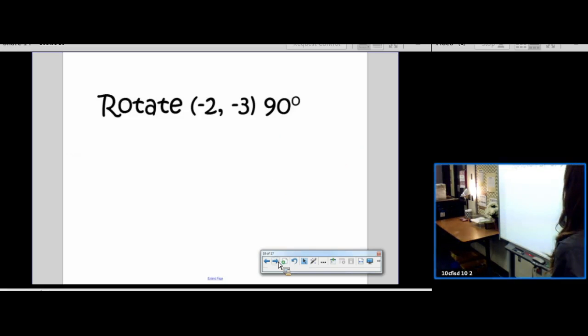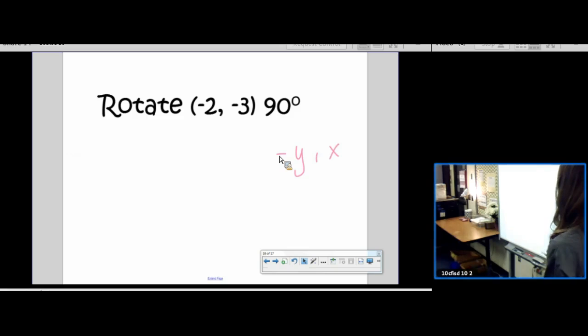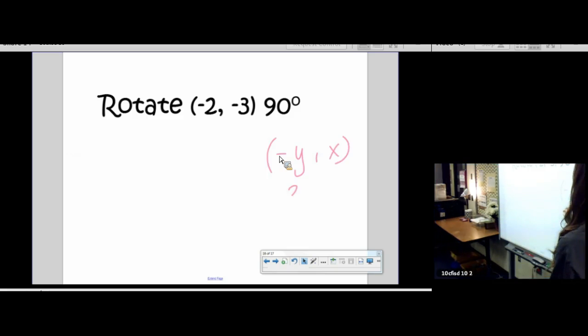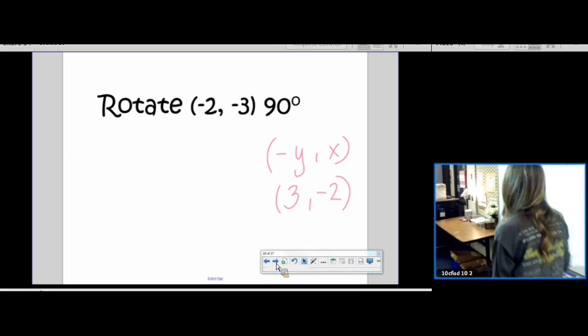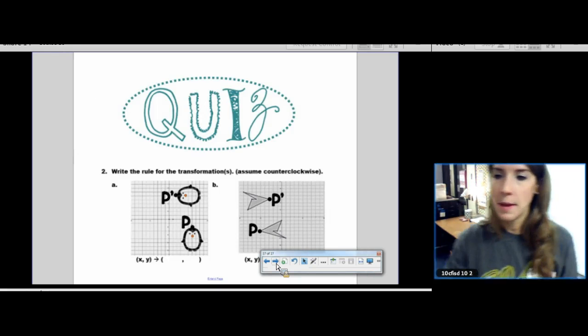Last one, 90 degrees. I'm writing the rule down next to my problem. Take Y and change the sign. I took Y and I changed the sign. Take X and leave it alone. Don't touch it. Keep it how it is. Okay. So you may begin your quiz.